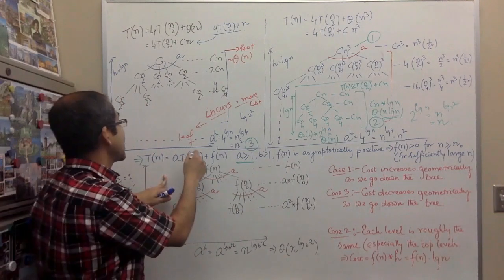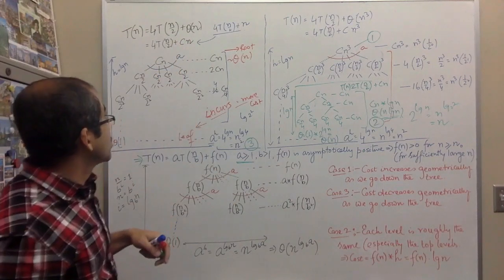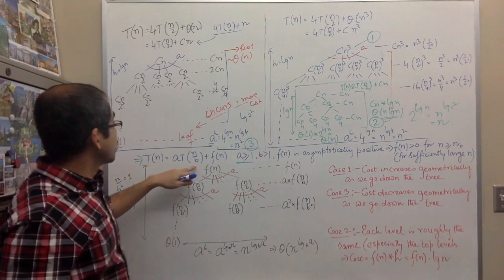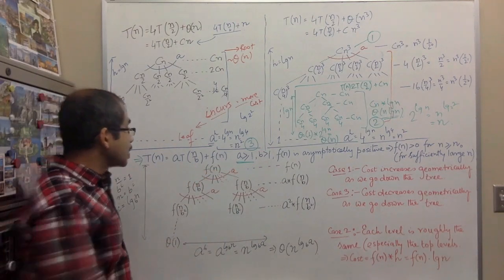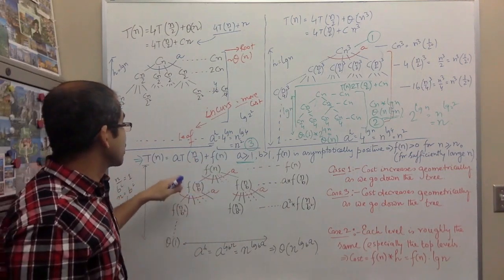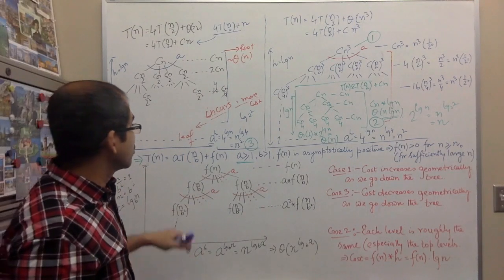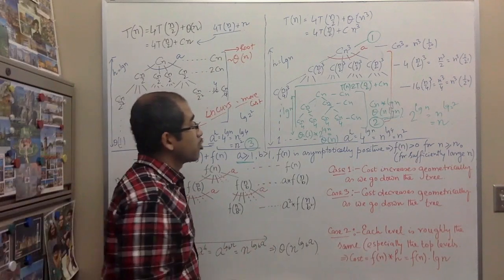And then T(n/b). Here n is divided into, say, 4 subproblems, each of size n/2. So it's n/b, and b has to be greater than 1, because the n is divided into different parts, plus f(n), which is the function to combine, which is asymptotically positive.